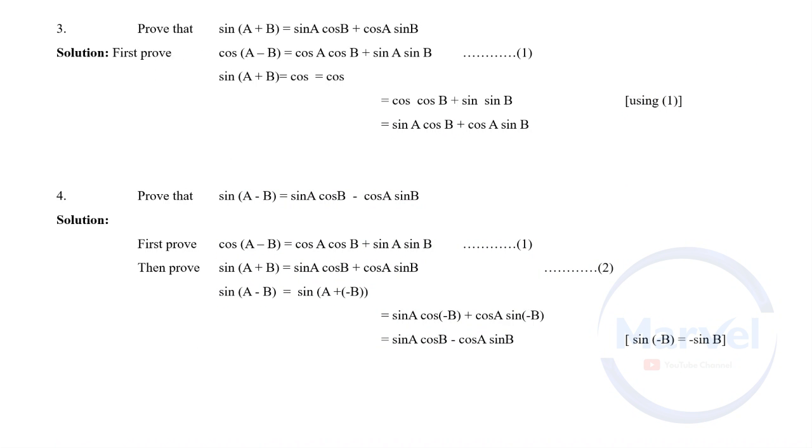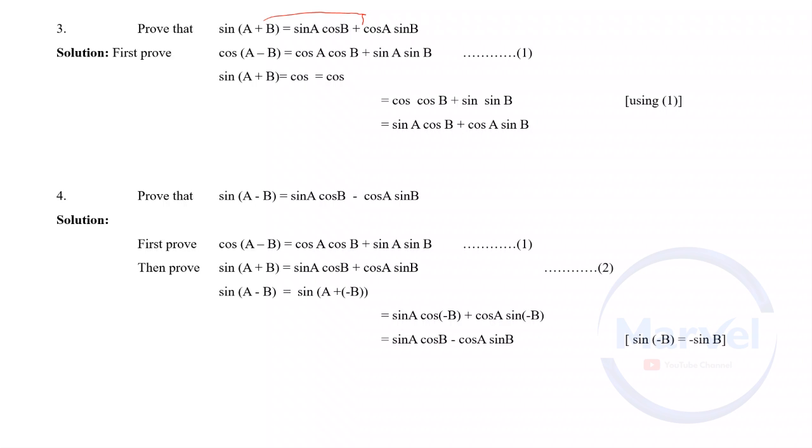Third proof. Sin A plus B equal to sin A cos B plus cos A sin B. Previous two functions are cosine. Now next two functions are sine. For sine, what is the general rule? Same function but opposite sign. But here, same sign but complementary function. Sin A plus B equal to sin A cos B plus cos A sin B.